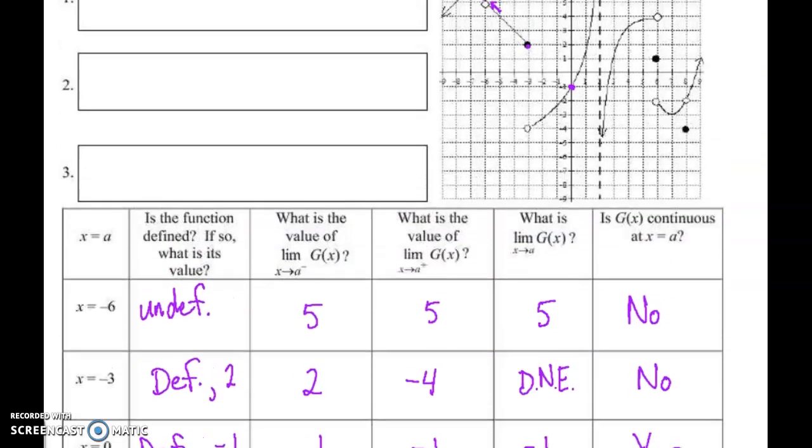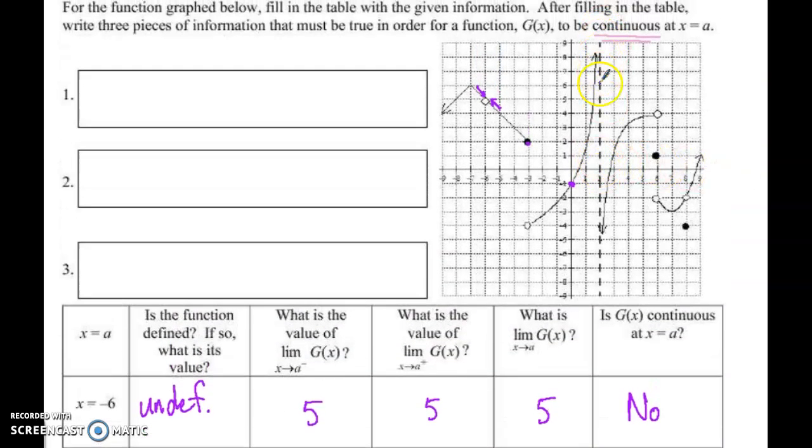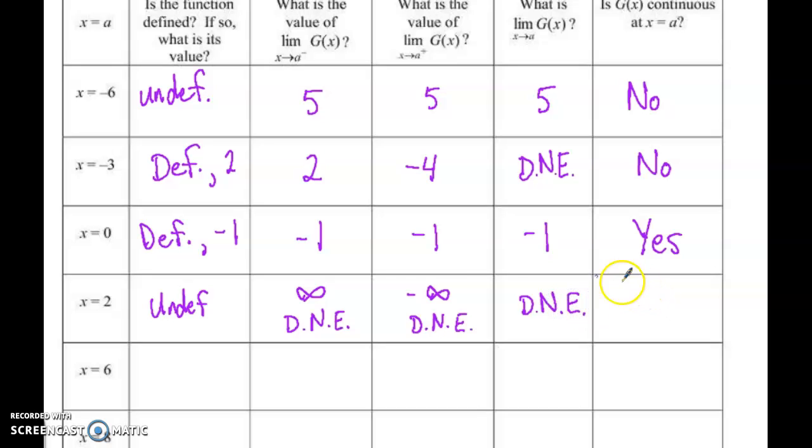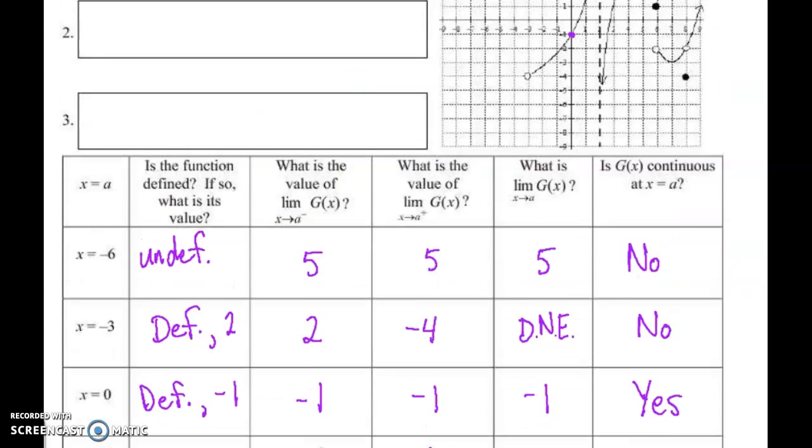Look at x equals 2. X equals 2 has a vertical asymptote. It is undefined. Now, as far as the limit on the left side, let's just go ahead and write infinity, but I recognize that earlier I talked about does not exist. The right side is going negatively infinite, but again I recognize it says does not exist. There's only one right answer for the limit though, because the left does not equal the right, even in behavior. It is not continuous.